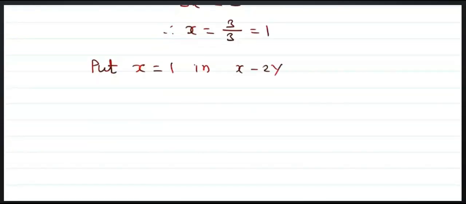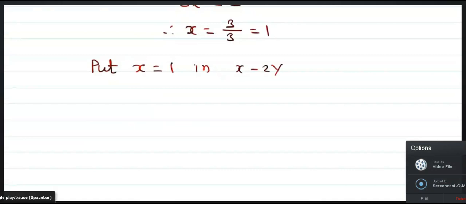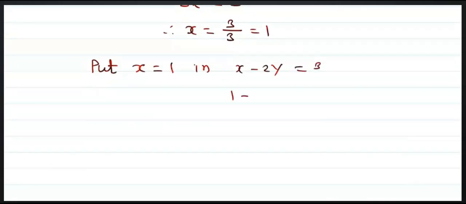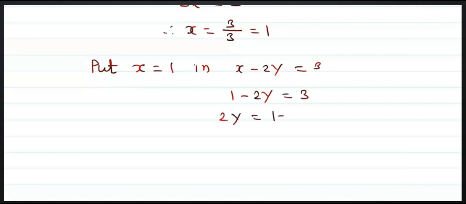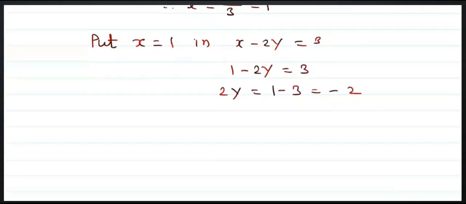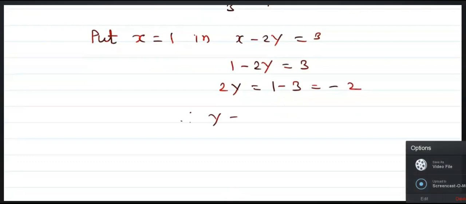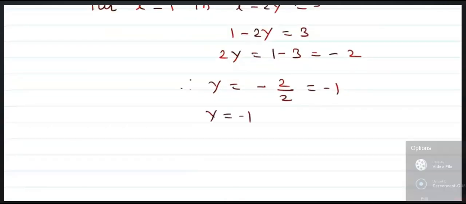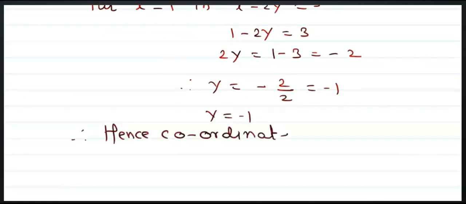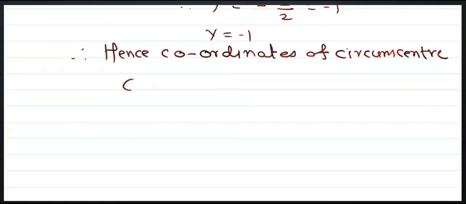Here we have x equals 1. Put x equals 1 in the equation x minus 2y equals 3. Therefore, 1 minus 2y equals 3. Therefore, 2y equals 1. And that's why y equals minus 1. And hence the coordinates of the circumcenter are (1, -1).